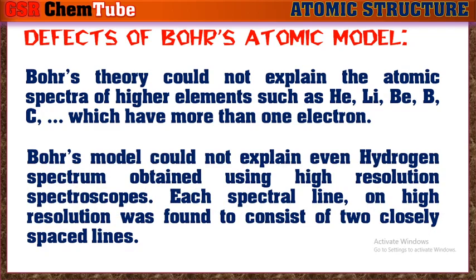Bohr's model could not explain even the hydrogen spectrum obtained using high resolution spectroscopes. Each spectral line on high resolution was found to consist of two closely spaced lines. So this was not explained by Bohr's model.